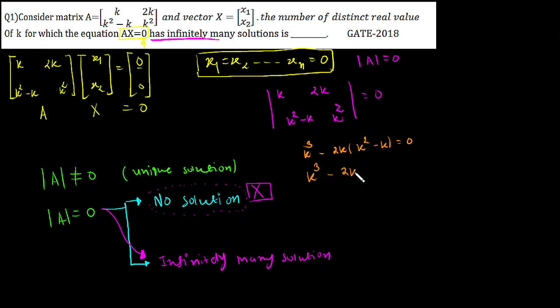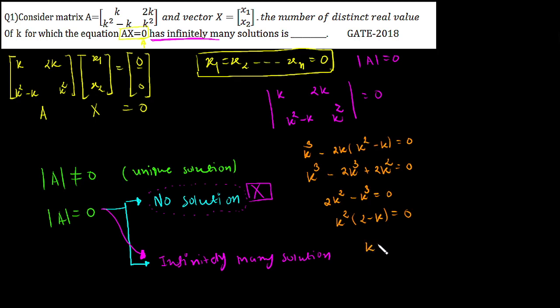So here I can say 2k cube minus minus will be plus 2k square, and already we have 0 on the right hand side. So it is nothing but equal to 2k square minus k cube equal to 0. So I can take k square common. So again it will reduce to k square multiplied with 2 minus k equal to 0. So I can find the root of this equation.